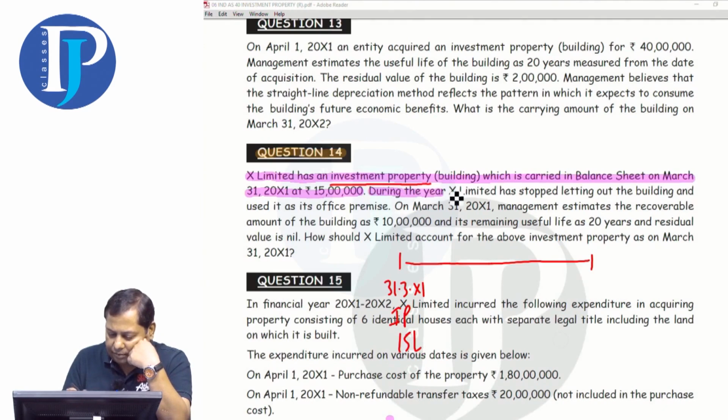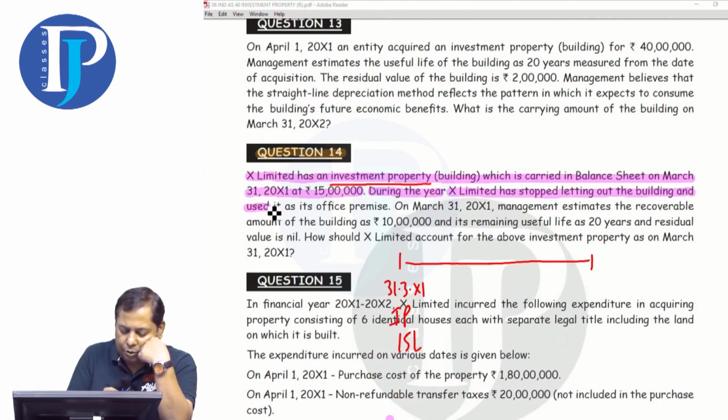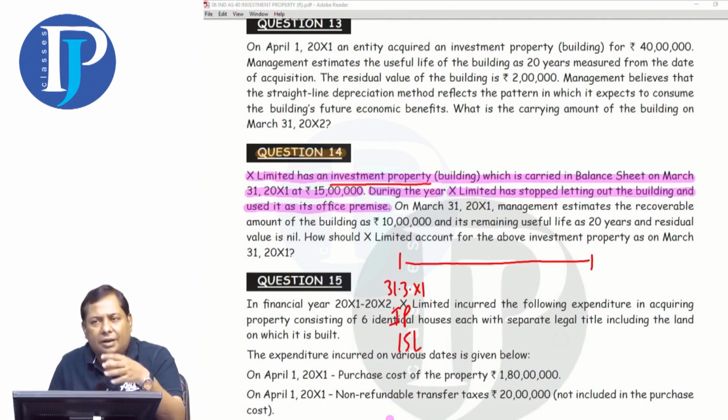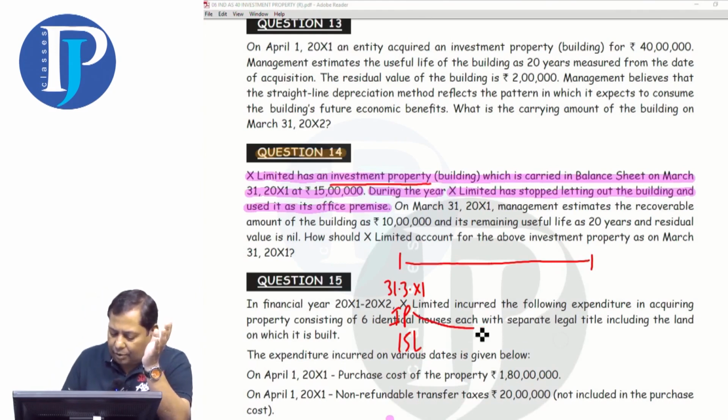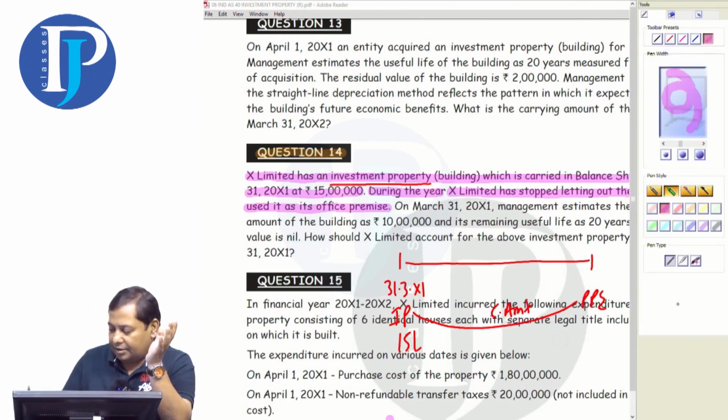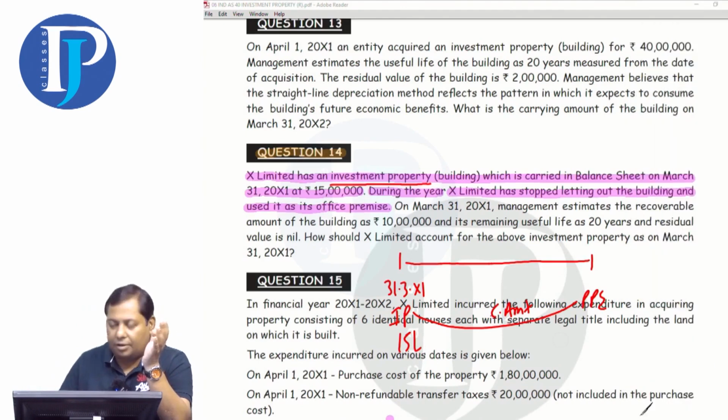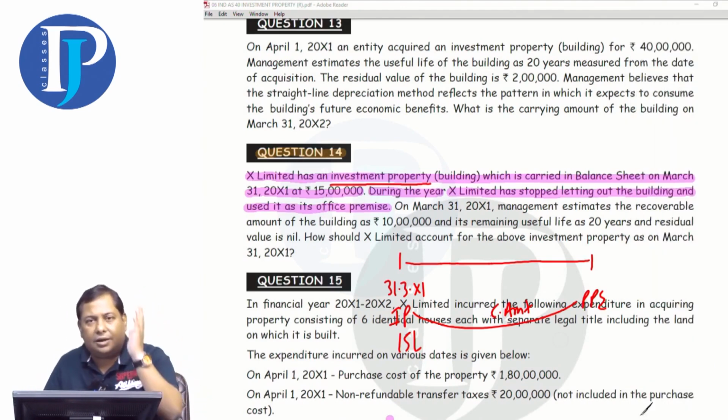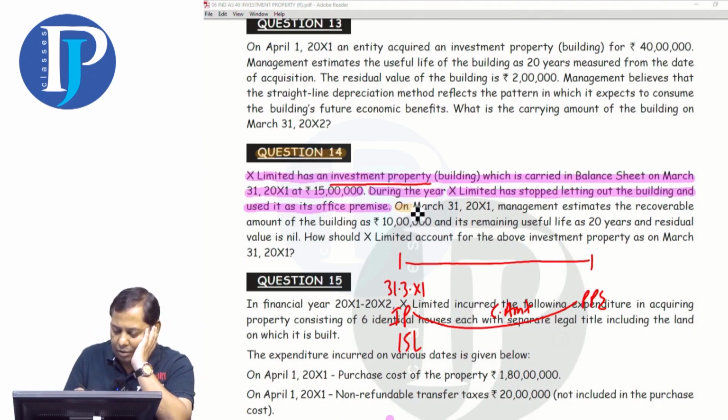During the year, X Limited has stopped letting out the building and used it as its office premise. Okay, students? Letting out stopped. It was taken for own use. What does it mean? It means you have to transfer the IP to the PPE and it's transferred at carrying amount. Look here. This time things are reversed. We are going from 40 to 16 on 31st March 20X1 here.